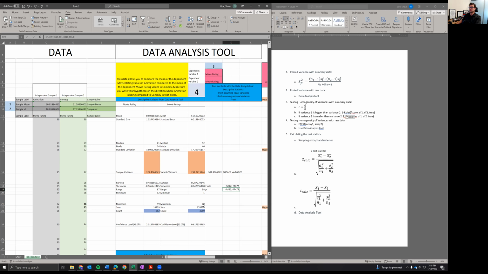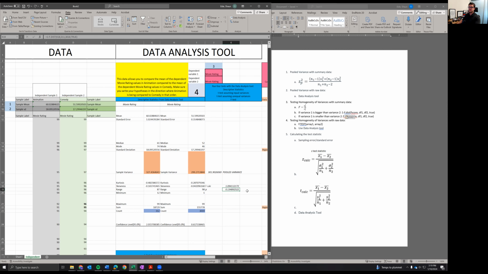There we go. And so what we needed to do is because this variance was larger than this variance, we're going to do 1 minus. And so it gives me the 0.13. Okay, so that's 0.13 for the F test. So that is the probability of getting it. So we want to compare that to 0.05.